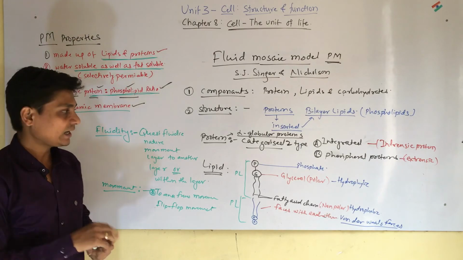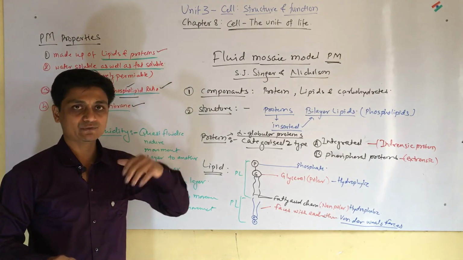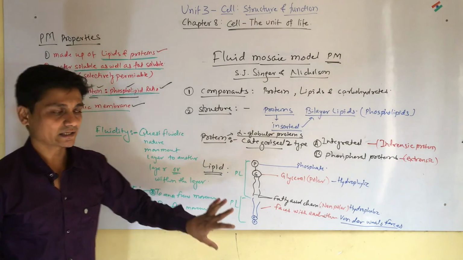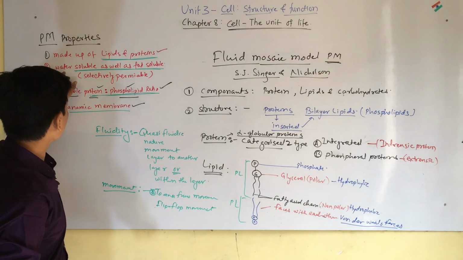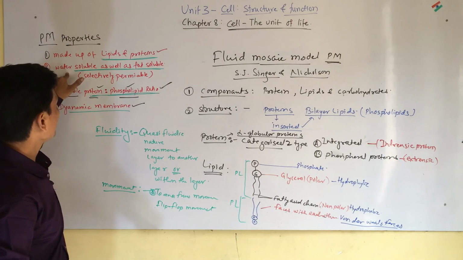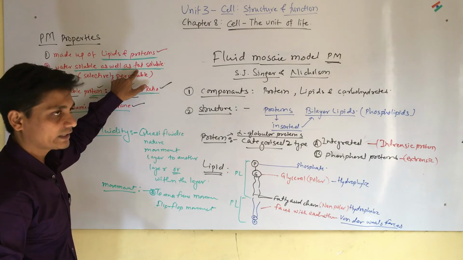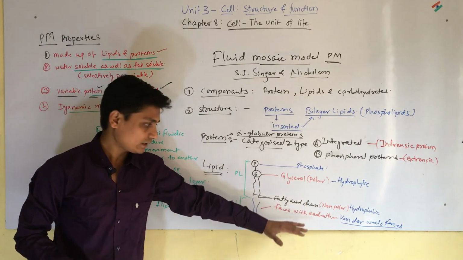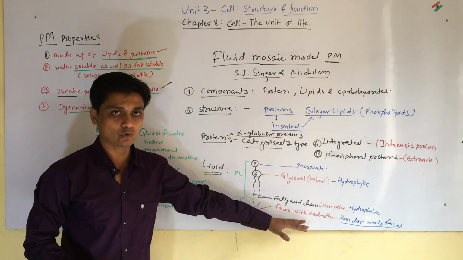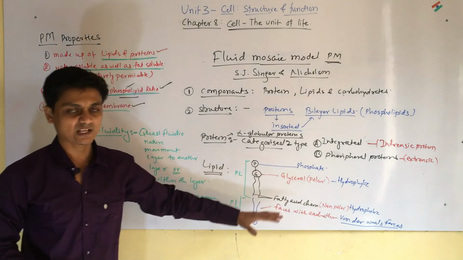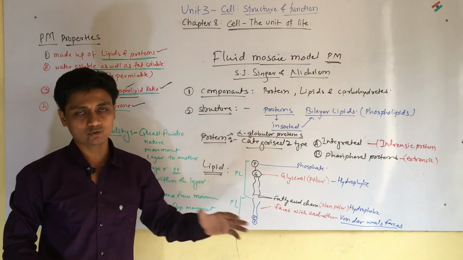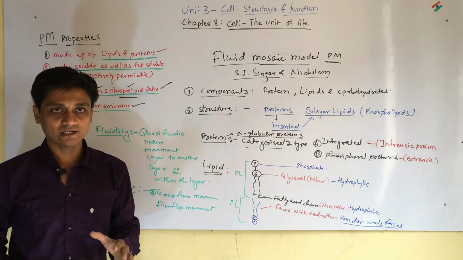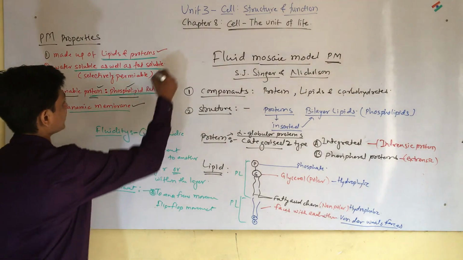The remaining part of this fluid mosaic model, which we will cover in the next video, is the structure, and the second part, whether this structure allows water as well as fat soluble material from outside to inside the cell or not. If the structure of the plasma membrane allows water soluble as well as fat soluble material inside the cell, then this point is also explained.